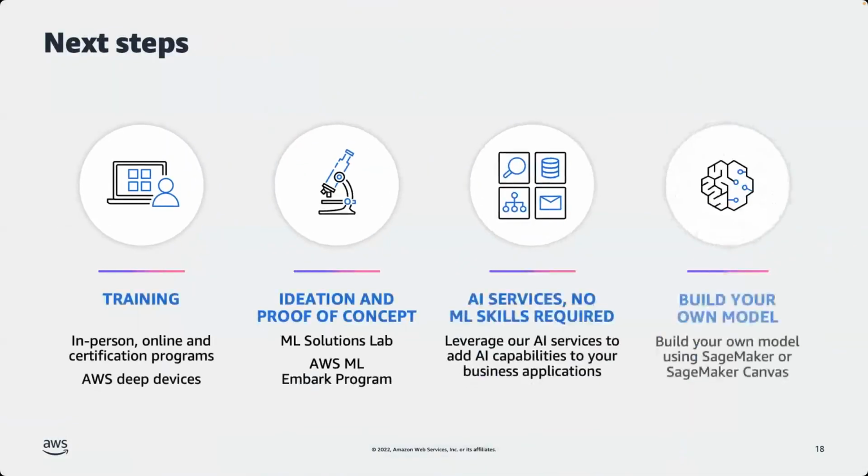So the next steps, I know you already have a session that has been scheduled, but there are also possibilities for training in person, certifications. There are some ideation proof of concept solutions, ML Solutions Lab, Embark program of ML. You can experiment with AI services. That's also something that you can do, and request demos if there is a service that you find very interesting. And if you are very skilled and very into machine learning, you can even build your own model by using SageMaker or SageMaker Canvas.